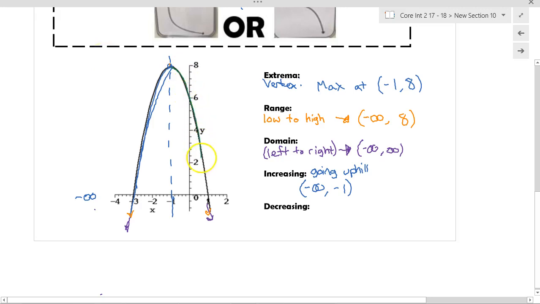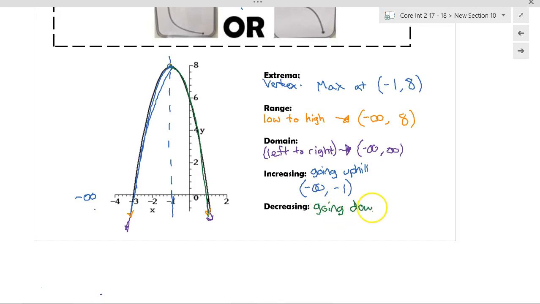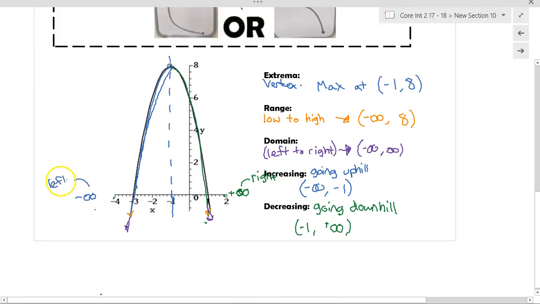Decreasing, going downhill. I'm dropping here. Again, I started at -1, going downhill first, and I decrease forever to the right, which is positive infinity. Remember, these are positive numbers, negative numbers. So -1 to infinity. Again, this is positive because it's on the right, and this is negative because it's on the left.